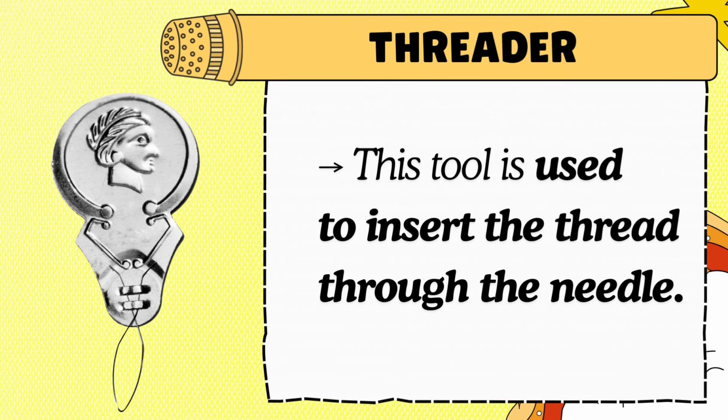22. Threader. This tool is used to insert the thread through the needle. This small tool helps guide the thread through the tiny hole of the needle. It makes threading faster and easier, especially when the thread is hard to see or control.